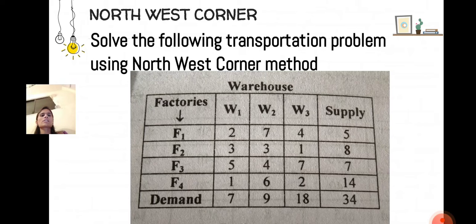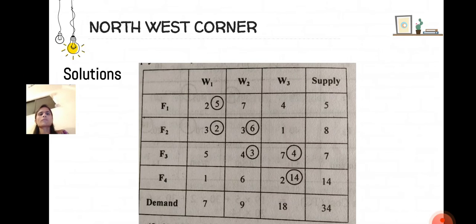Now we discuss one example of the north-west corner: solve the following transportation problem using the north-west corner method. The example is given here, and now we discuss the solution of that problem. The first step is to choose the north-west corner cell, that is F1 and W1. The second step is to allocate as many units as possible: the minimum of supply and demand, for example the minimum of 5 and 7, so we select 5. Allocate the 5 units in the cell F1 and W1.